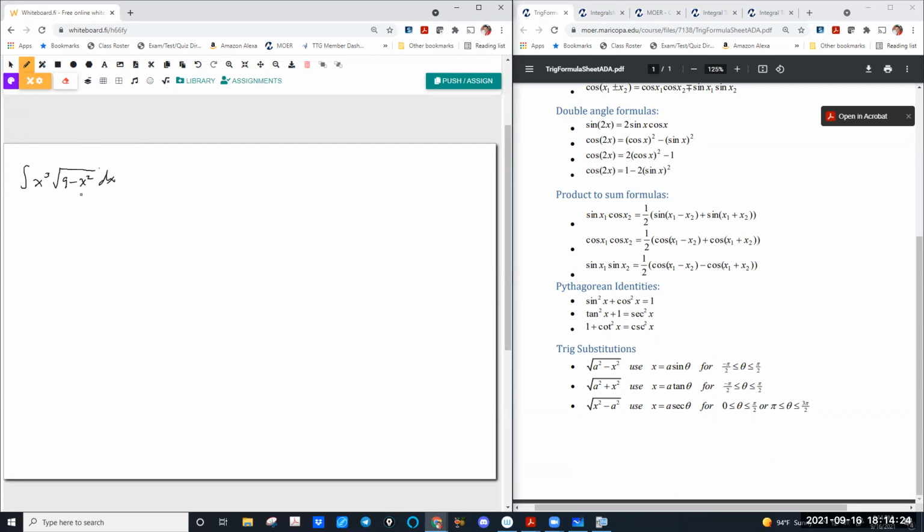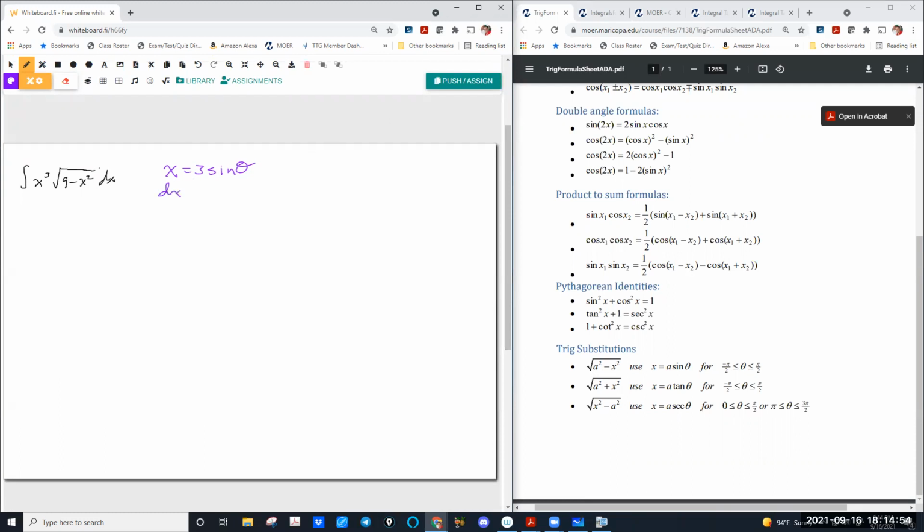So we look here, we say, oh, under the radical, I've got 9 minus x squared. Which one does that look like? Well, it looks like the first one. And so I use x equals a sine theta. This is a forward substitution. It's a little different than the U-substitution. So the first thing you do is you say, okay, then a is the square root of this number. So we're going to let x equals 3 sine of theta. That's the first thing you do, you get your substitution in.